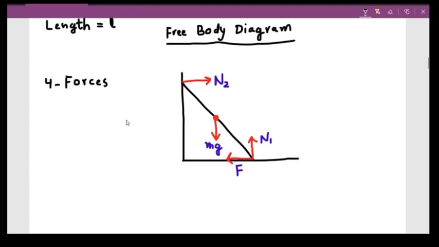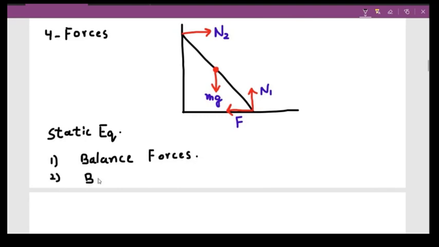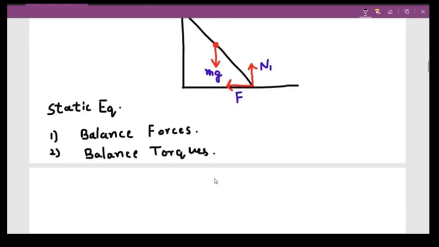Now before the ladder starts to slip, it will be in a static equilibrium condition. So we have to balance all the forces. This is our first requirement. Not only forces, the second requirement is that we have to balance all the torques. These are the two requirements for the equilibrium condition.